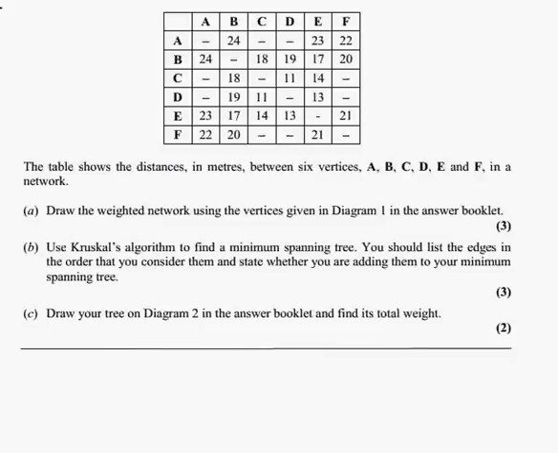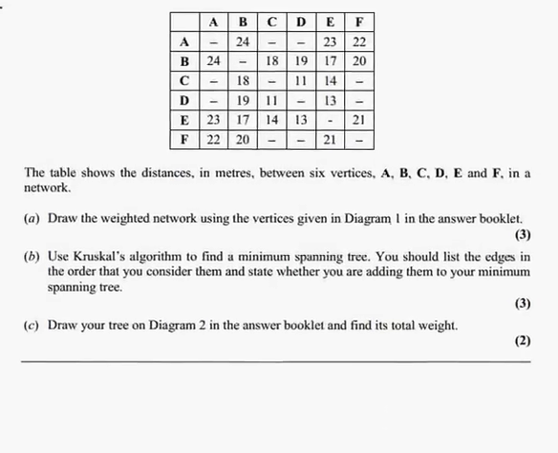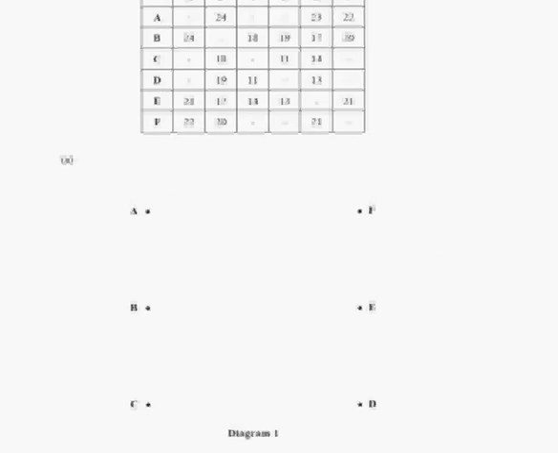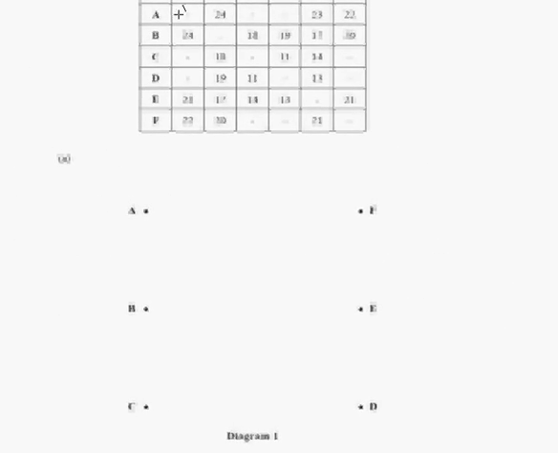Okay, let's have a look at question 2 from the January 2009 D1 paper. The first thing we have to do is use this table to draw a network. So let's have a look at the answer booklet that we're given. That's what we're given in the answer booklet, given the table there and some nodes. So let's see if we can do this.